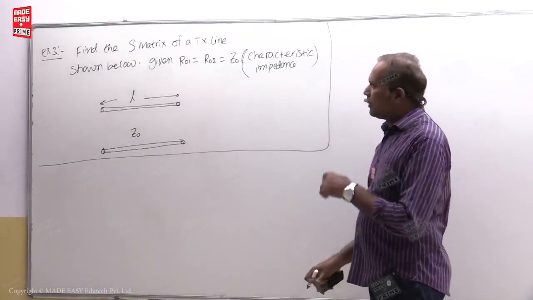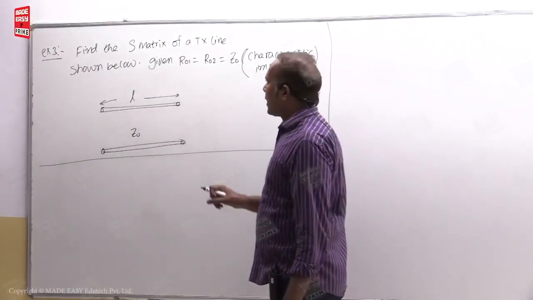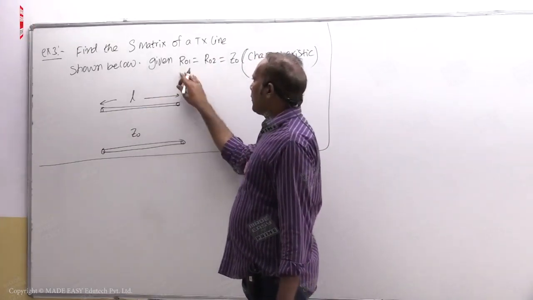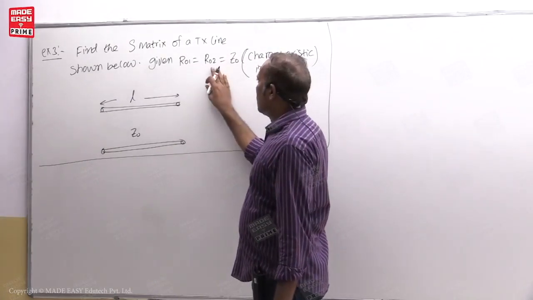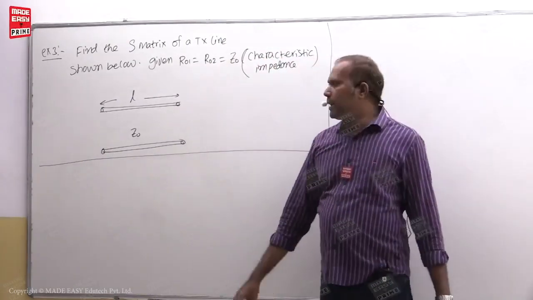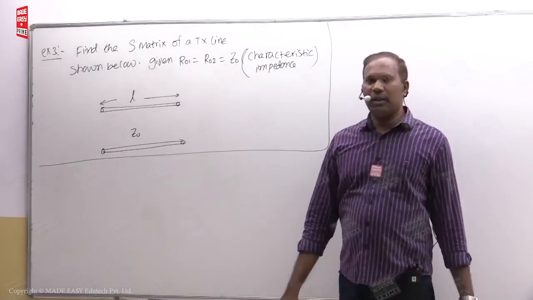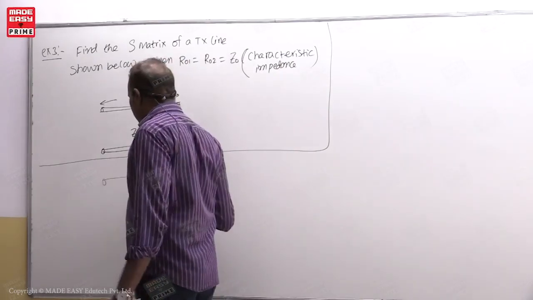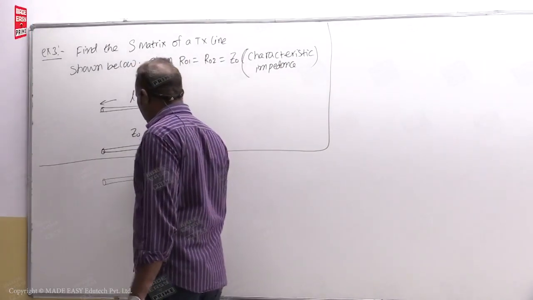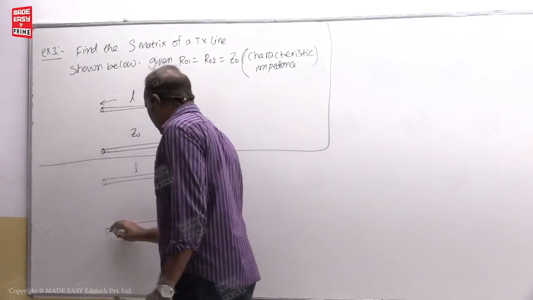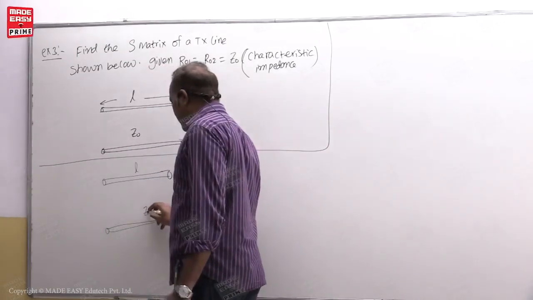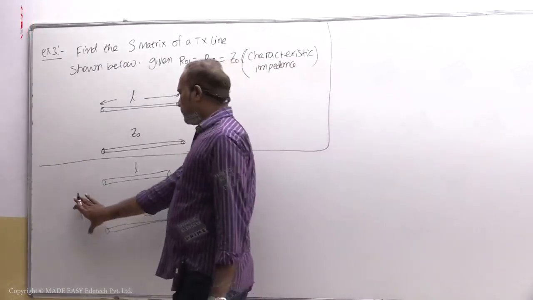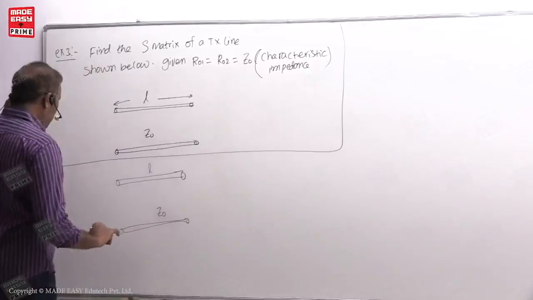Okay. So students, let us solve this question. Find the S matrix of a transmission line, the length of which is L, as shown below. Given R01 is equal to R02 is equal to Z0. What is Z0? Characteristic impedance of the transmission line. Now you take this transmission line of length L, given characteristic impedance is Z0, dear students. This is port 1, this is port 2.